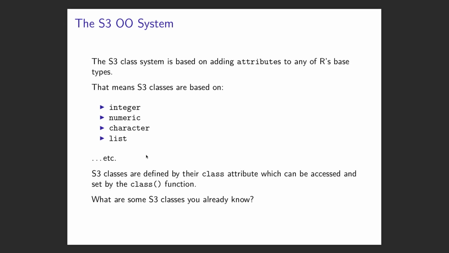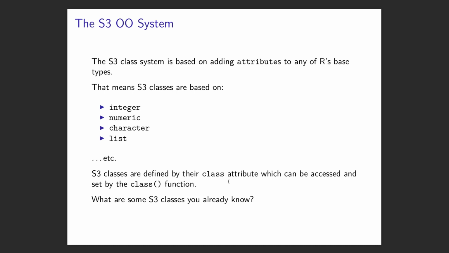All right, so S3 object-oriented programming. The S3 class system is fairly simple. It's essentially based on just adding attributes to any of R's base types, specifically a class attribute. So S3 classes are based on any of R's base types. So you can have an S3 class based on integers, based on numeric vectors, based on character vectors, based on a list. Most S3 classes you will encounter are essentially based on a list. And S3 classes are just defined by having a class attribute that can be accessed and set by the class accessor functions. So who can think of some S3 classes that you already know and probably use?